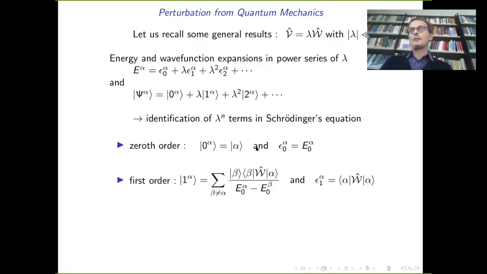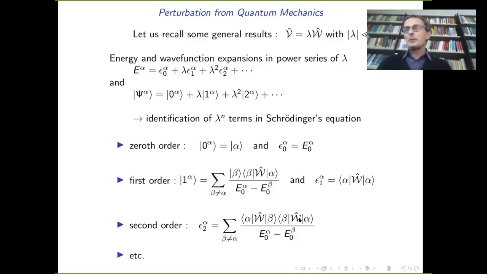At second order, I will stick to the energy correction, because this will be mostly what we will be interested in the following. The energy correction is given by the square. As you can see, this is just the matrix element times the Hermitian conjugate. So that's the square of this matrix element divided by the energy difference between the beta state and alpha state. Alpha state is the state that I'm concentrating on, and beta are quite often called perturbers. So these are all the other states. And as you can see, the sum runs over beta being different from alpha for obvious reasons. Okay, and you can go to third order, etc., but I will stick essentially to second order perturbation theory.